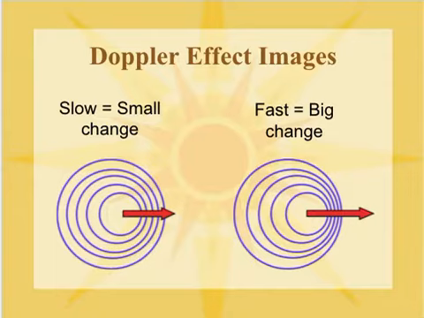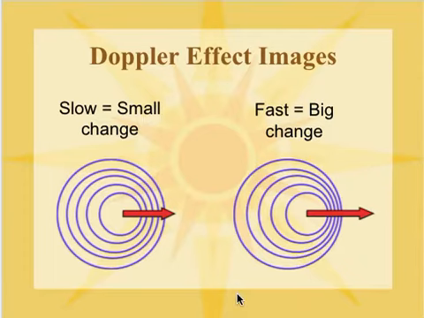Underneath the little rainbow, there's an animation example. You might want to draw something like this. If there's a slow moving object, it's going to have a small change, and if it's a fast moving object, it's going to have a big change.